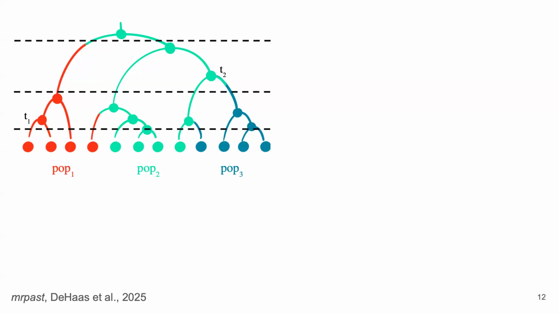So what we did here is, from an ARG, we can sample a single coalescent tree, and the samples we originally have from the data would be labeled with which population they come from. Then we discretize time into different slices and count how many times a pair of lineages coming from one population coalesce in which time interval.